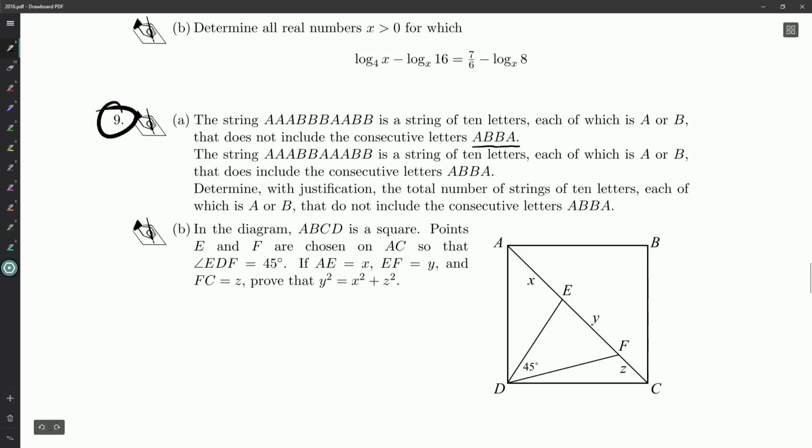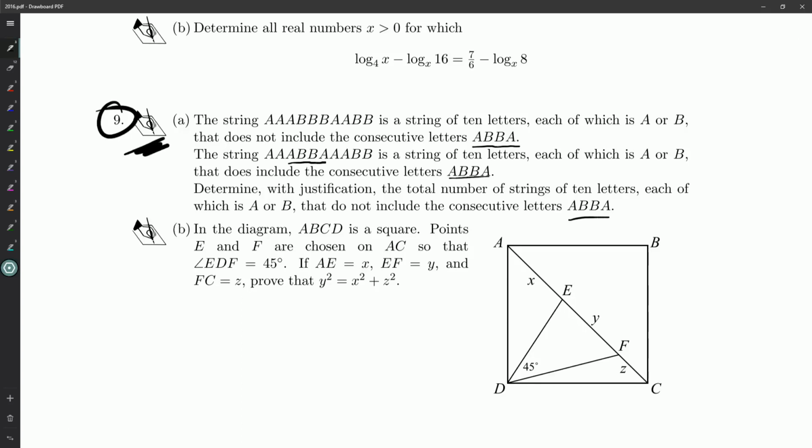The string AAABBA, ooh, there's an ABBA, BBAAABB is a string of 10 letters, each of which is A or B, that does include the consecutive letters ABBA. Determine with justification, well, of course justification, there's a written question here, the total number of strings of 10 letters, each of which is A or B, that doesn't include the consecutive letters ABBA, is what we're looking for here.